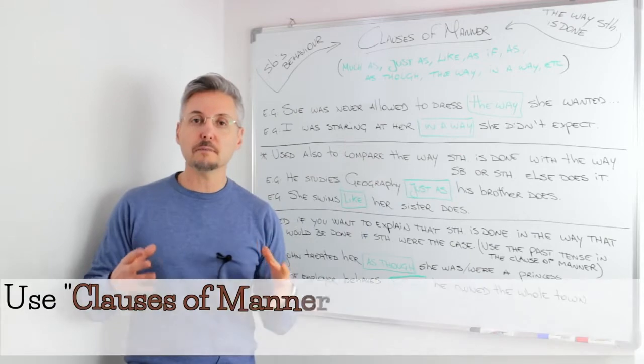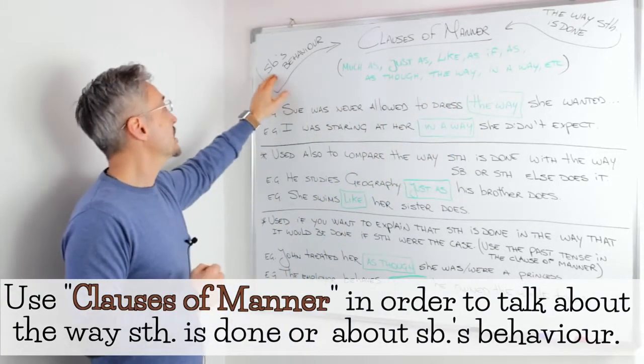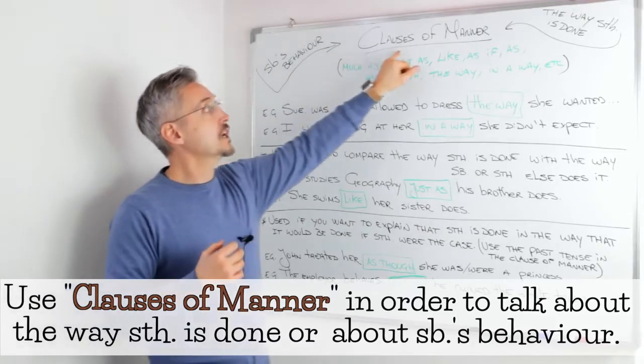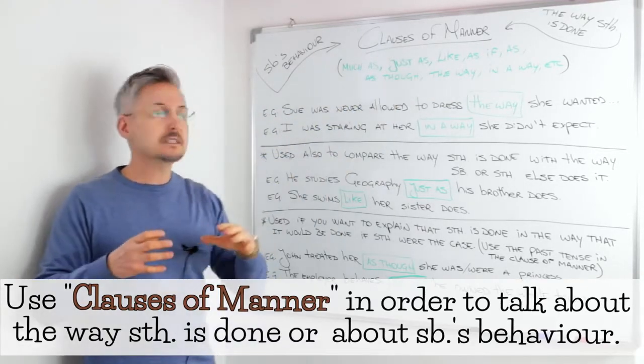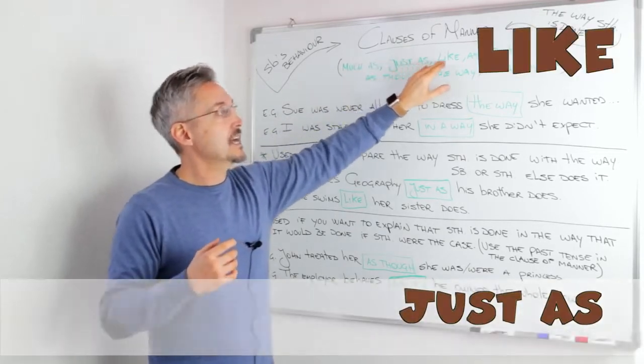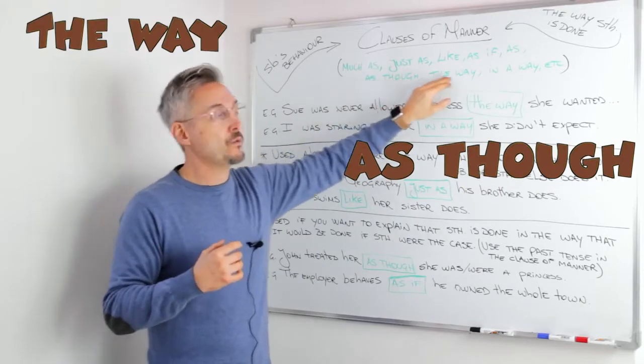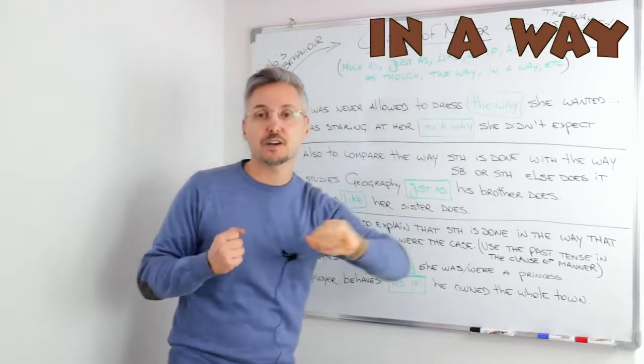In order to talk about the way something is done or about somebody's behavior, we need clauses of manner. And some of these are much as, just as, like, as if, as though, the way, in a way, etc.